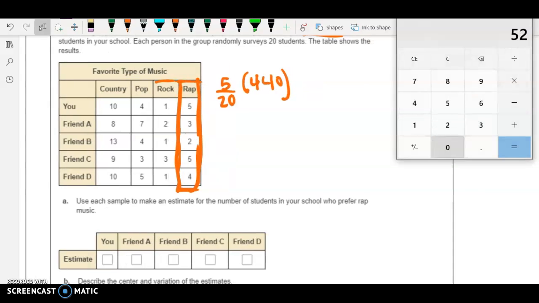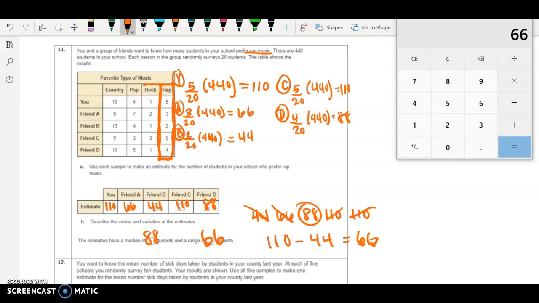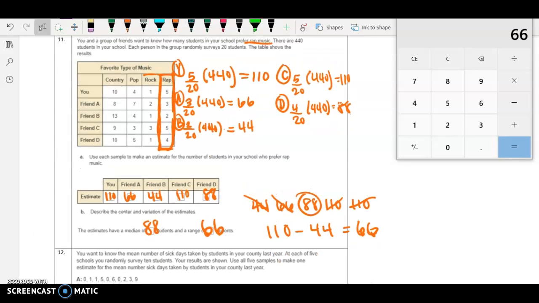So 5 divided by 20, and then times 440. So we would think that 110 people in the school prefer rap, and we're going to do this for each one. I'm actually going to make this go super quick so that way you don't have to see all of it. So give me 1 sec. So pause the video if you need to see the work, but you can see that friend A is 110, B is 66, C is 44, D is 88. To find the median, we put them in order from least to greatest and find the middle, so that was 88. And then our range is big minus small, and that was 66.